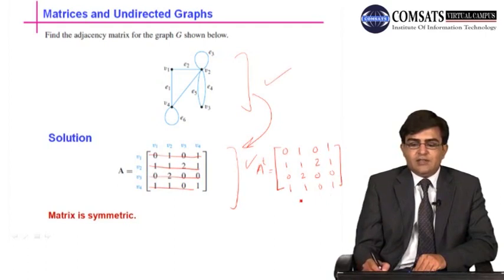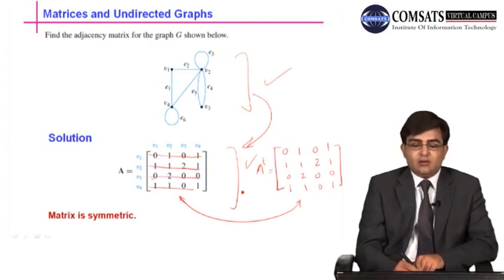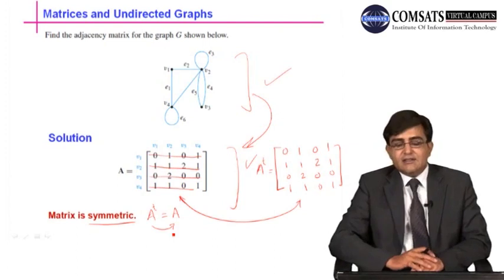Now you see whether there is a difference between these two matrices. We get the same matrix: 0 1 0 1, 1 1 2 1, 0 2 0 0, 1 1 0 1. So such types of matrices are basically called symmetric matrices, if the transpose of a matrix comes again the same matrix.